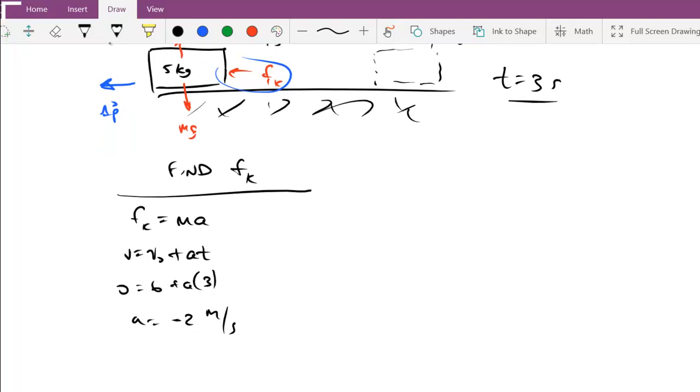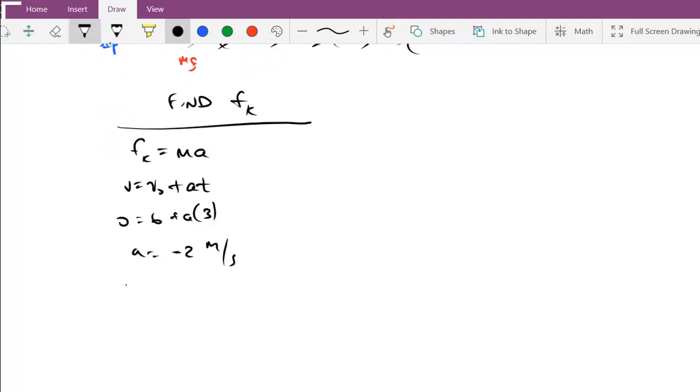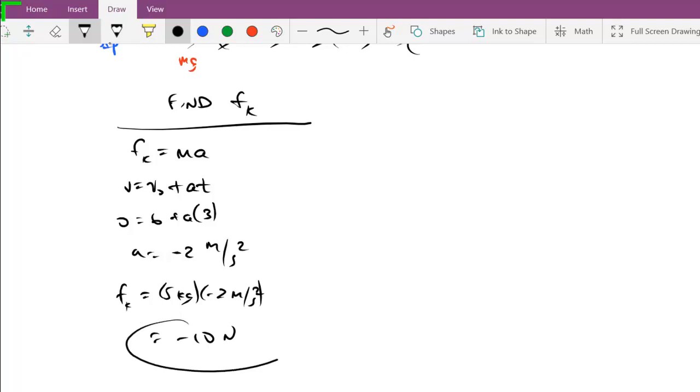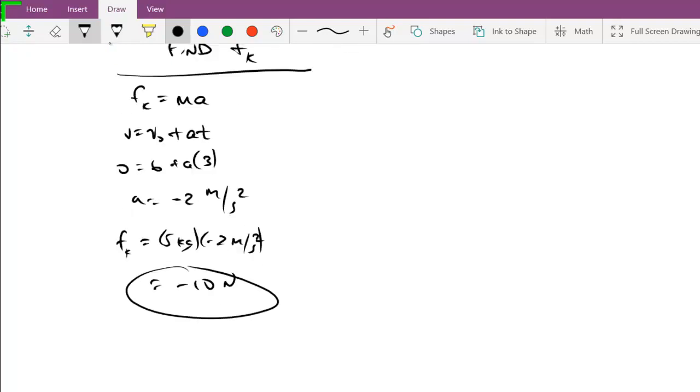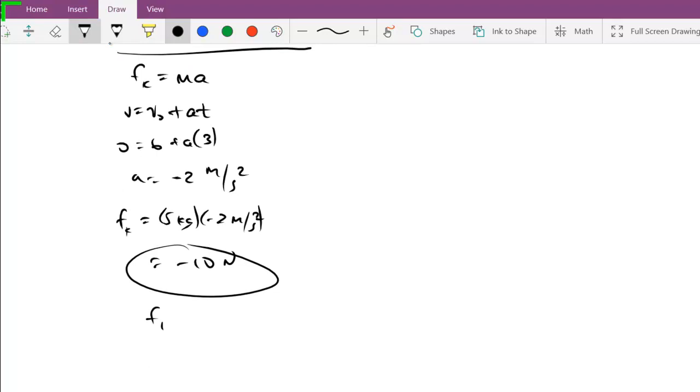So then the force going through here is mass times acceleration. So the force must then be the 5 kilograms times the negative 2 meters per second squared. Sorry about that. And this is equal to negative 10 newtons. So the frictional force is negative 10 newtons, or the magnitude of that force is 10 newtons.